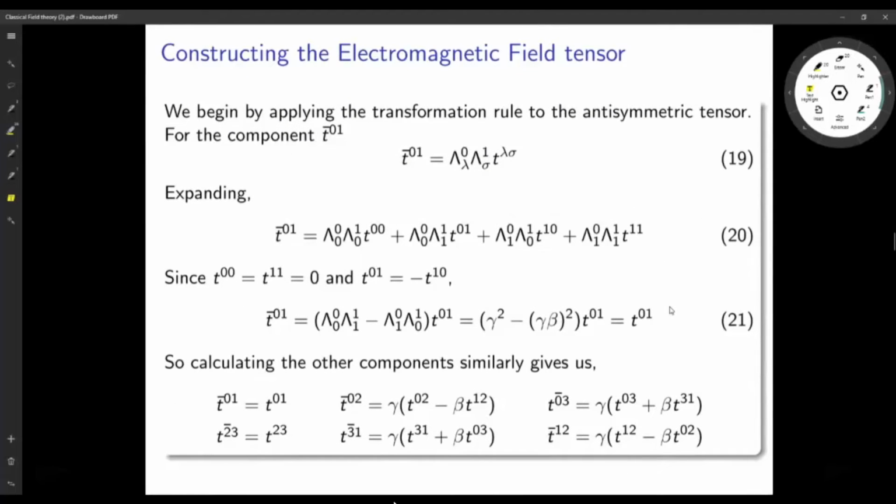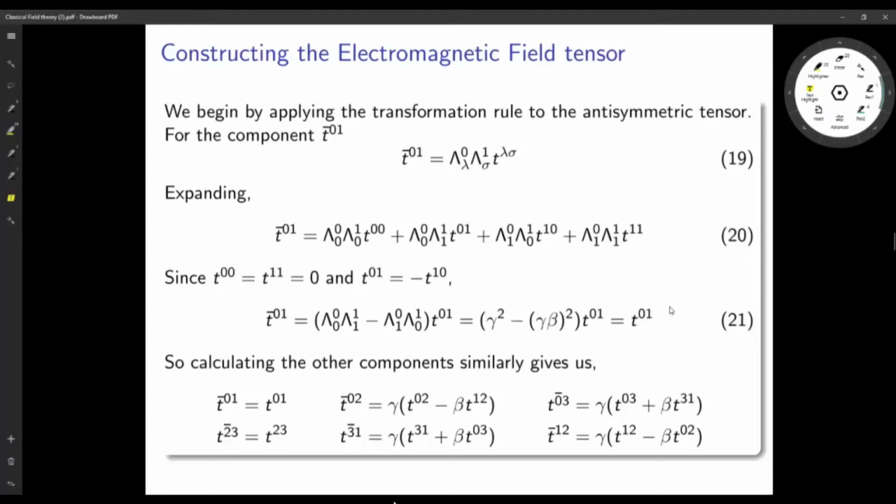Right, so go down. This is where the math part comes in, right? So we begin. How do we construct your tensor, right? How do you construct your electromagnetic field tensor that essentially undergoes Lorentz transformation in a predictable way? You begin by applying the transformation rule to the antisymmetric tensor. But you can cross refer to that later if you want. I'm just going to go on.